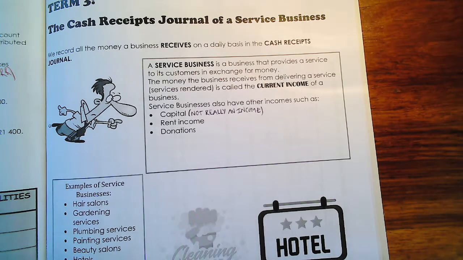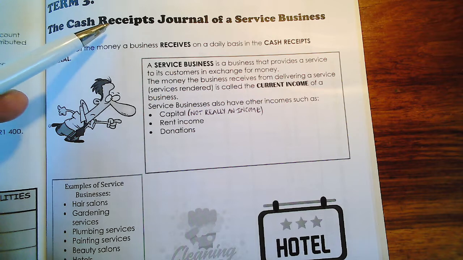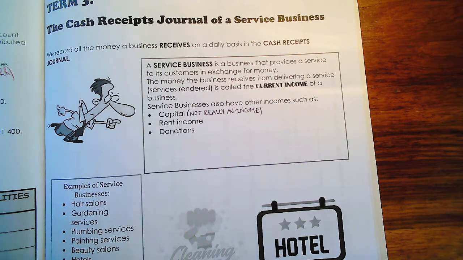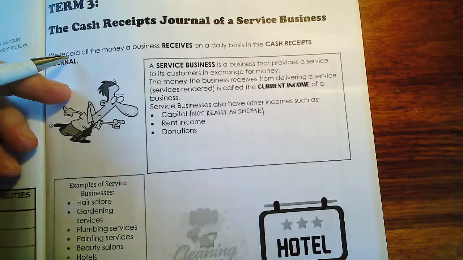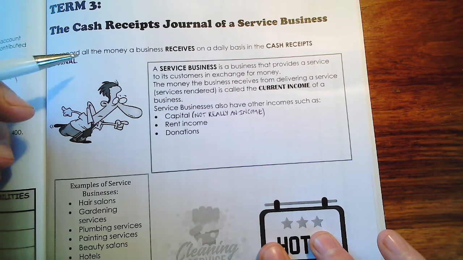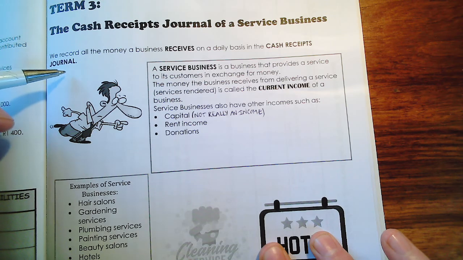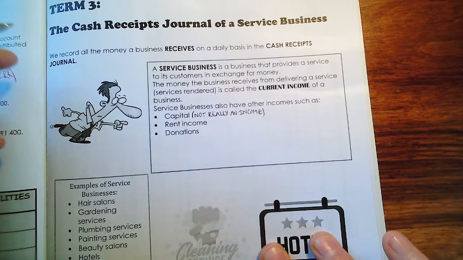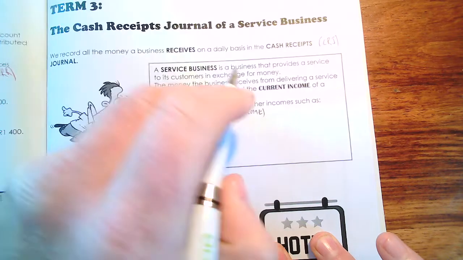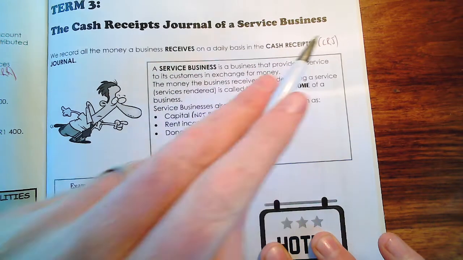Grade 8s, I'm on page 52 of the accounting booklets, and we're going to do the cash receipts journal of a service business. Every time a transaction takes place and we receive money, which is on a daily basis, this will be written in the cash receipts journal. The acronym for cash receipts journal is CRJ. The C stands for cash, the R stands for receipts, and the J stands for journal.